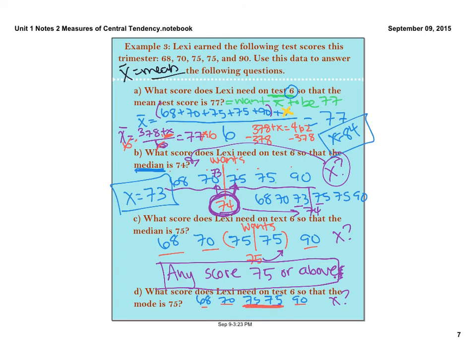So she can get any test score, any score from 0 all the way up to 100 except for these 3. Because if she gets another 68, then it's also a mode with the 75, and that's not what we want. If she gets another 70, then it's also a mode with 75. That's not what we want. If she gets another 90, it's also a mode with the 75, and that's not what we want. So that's the true answer here. The true answer here is any score except the 68, 70, or 90.